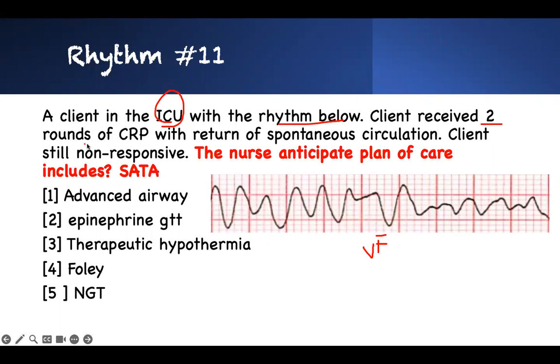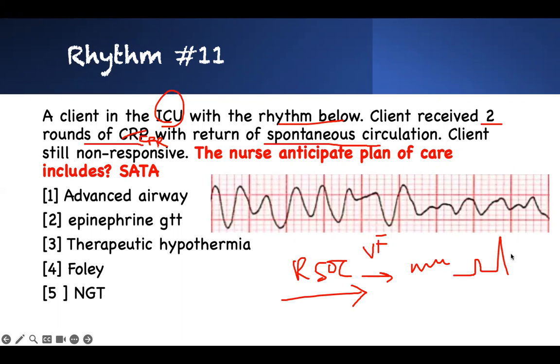Clients receive what? Two rounds of CPR. So this should say CPR. So they have had CPR already with return of spontaneous circulation, ROSC. That's what we call return of spontaneous circulation. That means we did two rounds of CPR, we gave them epi, we shocked them, and then their heart is back. The return of ROSC means we have a rhythm, we can see a sinus rhythm, and they may have blood pressure, probably like 80, 90, and they may have a pulse, right? Client is still non-responsive. So they had VFib, we shocked them, we pushed on their chest, and now they have a pulse, they have a blood pressure. What would you do? Return of spontaneous circulation.